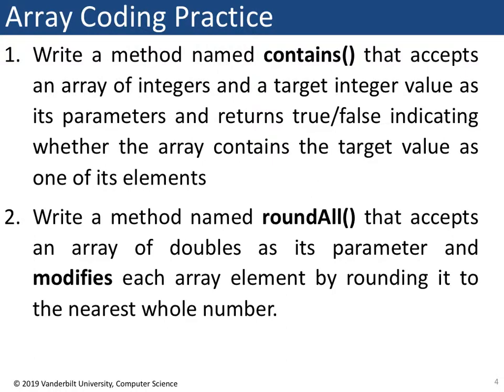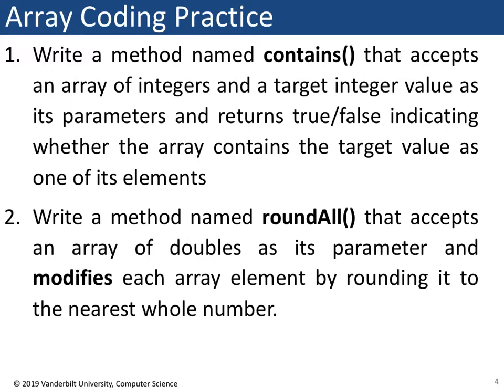For the next pair of examples, we're going to write a method called contains, which is going to accept an array of integers as well as a target integer as parameters. And if the array contains the value which is stored in the target parameter, we will return true. And if that value is not one of the elements in the array, then we will return false.